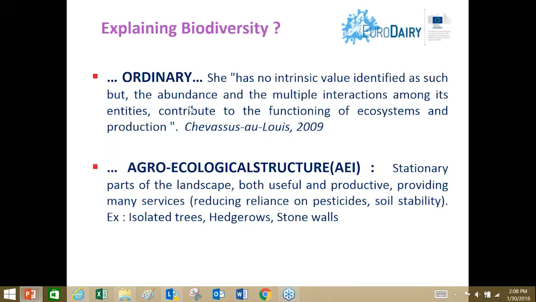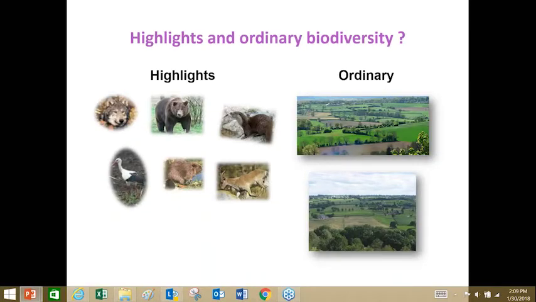And to end up with all the definitions, I also want to give you the definition of agroecological infrastructure, because we are going to talk a lot about it today. In fact, you can call that semi-natural habitats as well. The definition is stationary parts of the landscape that are both useful and productive, providing many services like reducing reliance on pesticides, soil stability, and everything. And again, in simple terms, that's what we call trees, hedgerows, stone walls. That's what we call semi-natural habitats on the farm, and they are a very important part of biodiversity.